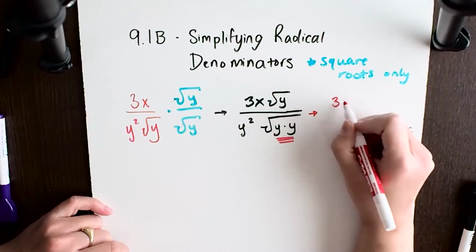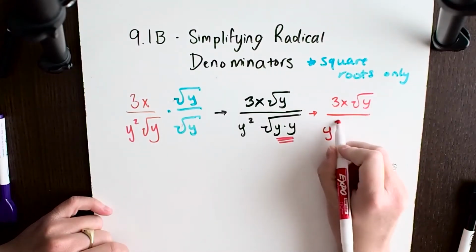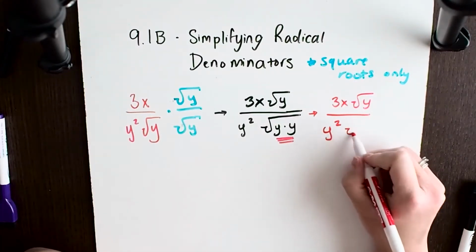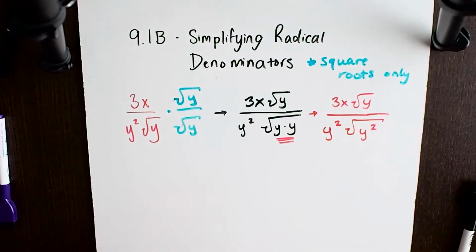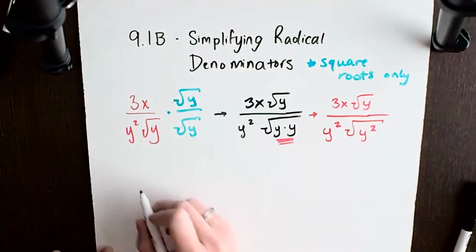So let's just rewrite the top, and on the bottom you have y squared. Y times y is now rewritten like this. Do you see where I'm going with this? If not, that's okay. Moving forward, we're going to rewrite it.